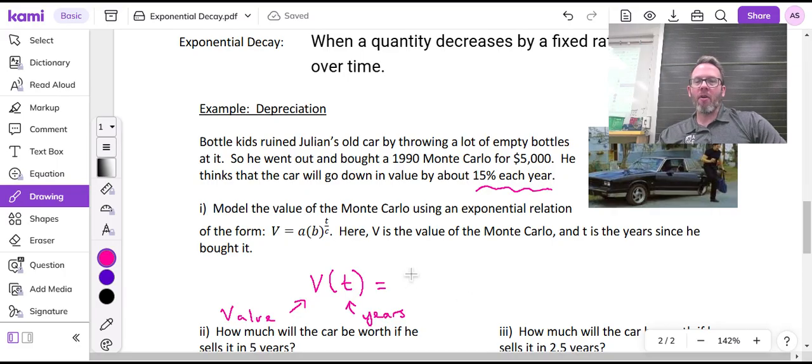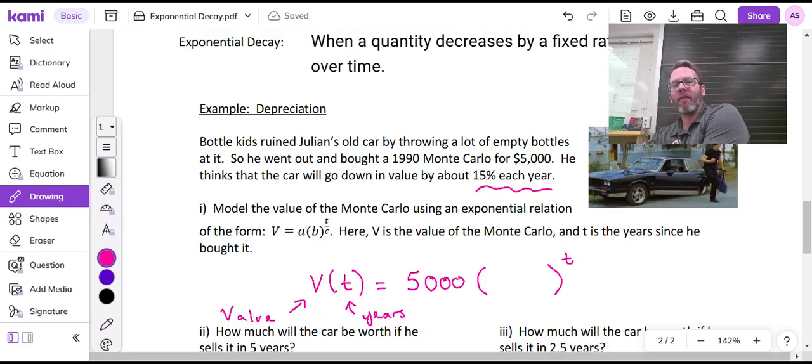I think everybody here is getting really comfortable picking off initial values. So obviously, initially the car is worth $5,000, and it goes down every 1 year. So in our exponent, we'll just have t. It's not t divided by anything. It's just every 1 year. But the question is, what are we going to put in the brackets to represent decreasing in value by 15% each year? I'm going to let you guys have a little think on that.